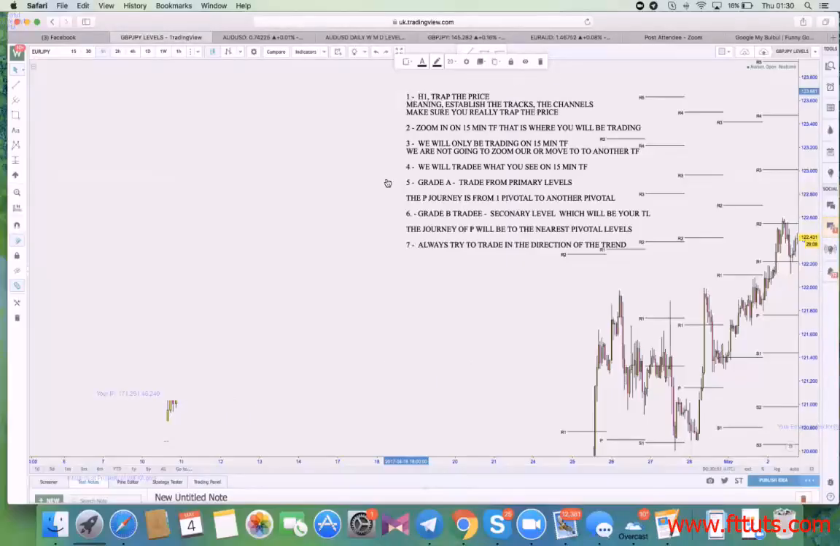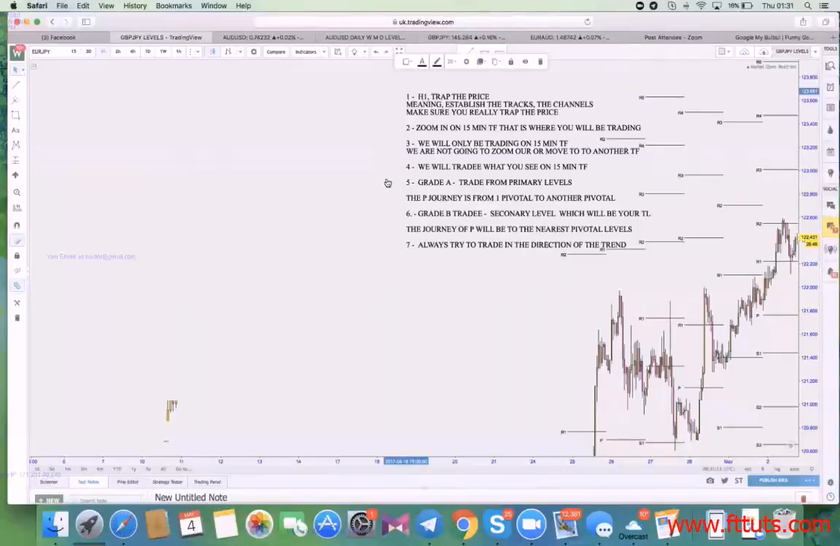Grade A trade will be from the primary levels, from the pivotal levels. Entries will be from the pivotal levels, guys. The journey of the price is normally from one pivotal level to another pivotal level, guys. So you also know the journey. Now, guys, grade B trade will be from the secondary levels, trend lines of the channels could be. And remember, your journey will be the nearest pivotal station, guys.